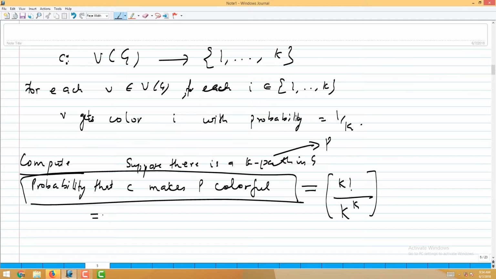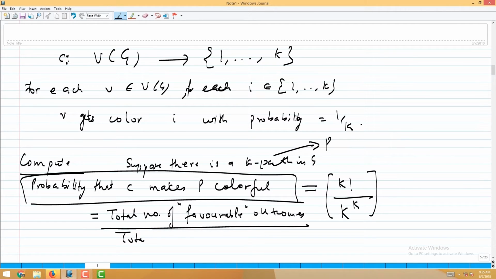So what are all the possible outcomes of this experiment? All the possible outcomes are all possible colorings of this graph using k colors. And what are the favorable events, or the good events? The good events are the ones in which this particular path gets colorful, gets distinct colors, right? So the formula for probability is total number of favorable outcomes by total number of outcomes in this experiment that we have done.